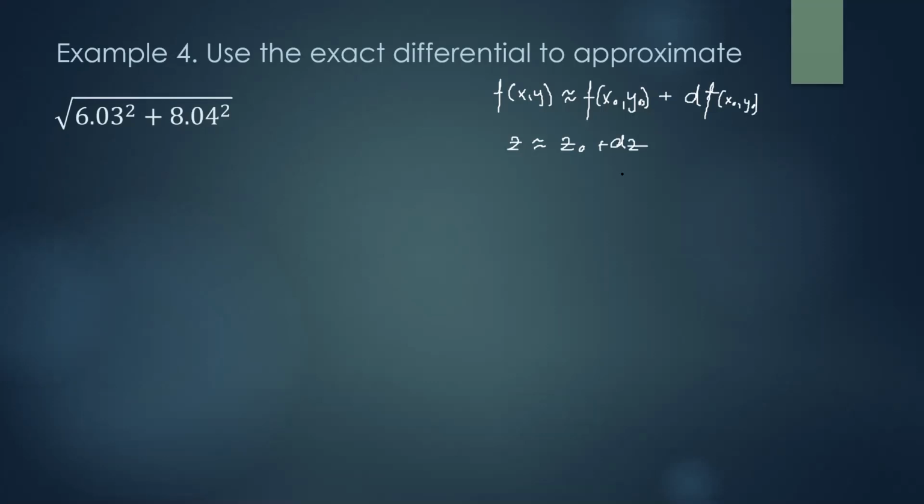That is, supposing we know the function value at some point, some function value we do know, and then we consider the change of the variables x and y and estimate the increase of the function. So this is the approximate increase of the function.